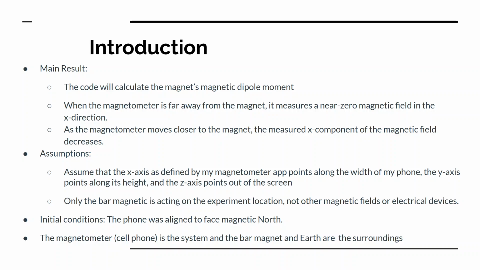Assumptions. Assume that the x-axis defined by my magnetometer app points along the width of my phone, the y-axis points along its height, and the z-axis points out of the screen. Only the bar magnet is acting on the experiment location, not other magnetic fields or electrical devices. In other conditions, the phone was aligned to face magnetic north. The magnetometer cell phone is a system, and the bar magnet and Earth are its surroundings.